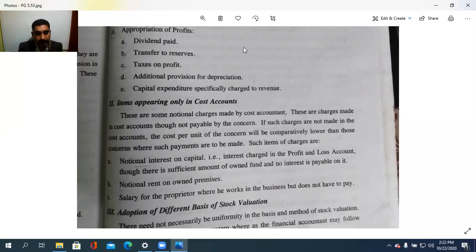So salary for the proprietor as he works in the business but does not have to pay. ബിസിനസ്സിൽ വർക്ക് ചെയ്യുന്നുണ്ട് പക്ഷെ കൊടുക്കേണ്ട കാര്യമില്ല. കാര്യം എന്താ? He is the proprietor of that business. അപ്പൊ അങ്ങനെയുള്ള ചില ഐറ്റംസ് that are appearing only in cost accounts. That is the second case.